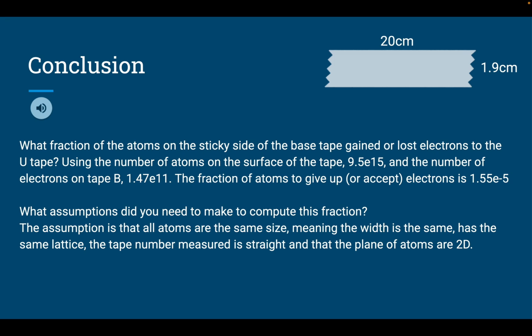The charge of the tape was 2.454 × 10^-8 coulombs. The amount of electron deficiency on tape B was 1.467 × 10^11. The fraction of the atoms to give up an electron on the tape was 1.544 × 10^-5.